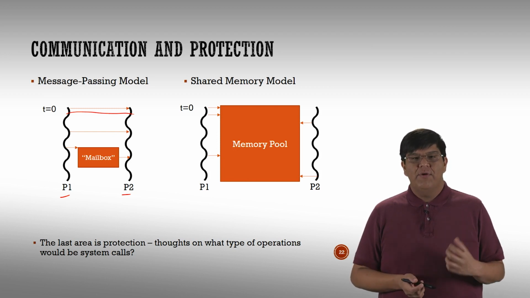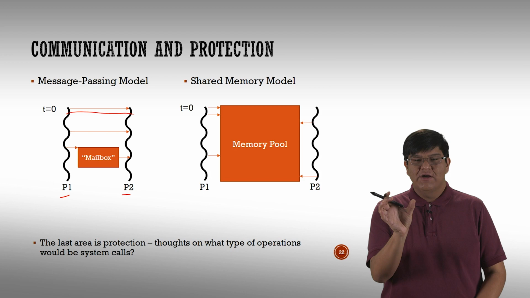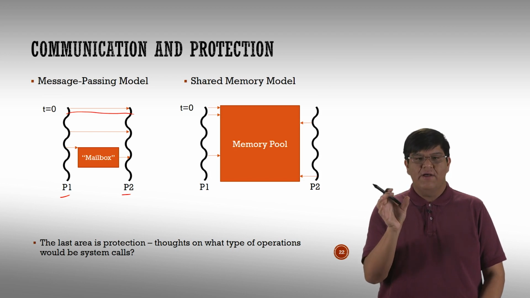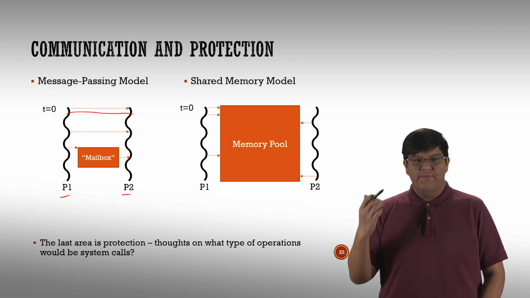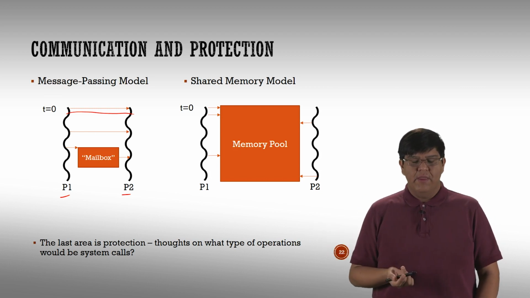The idea is that P1 is calling a specific function that says, I'm going to send this to this process, and it's going to have these contents. And they'll receive that data. That's the message passing model, and we'll talk more about this later in the course.